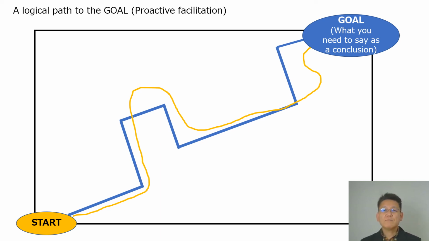So this is proactive. It is important that you have this picture before the discussion. You should not draw this line while you are facilitating, but this is always the case of failure. So please keep it in your mind that you draw this map or this path ahead of the facilitation or discussion. This is what is called goal-oriented logical facilitation.